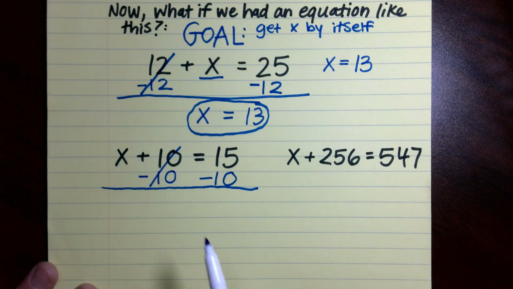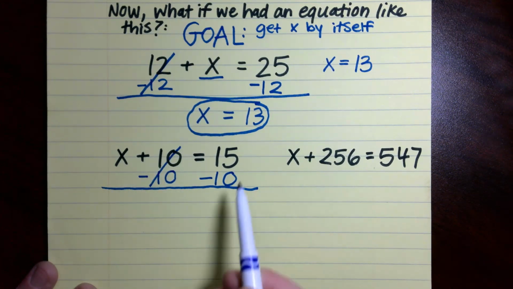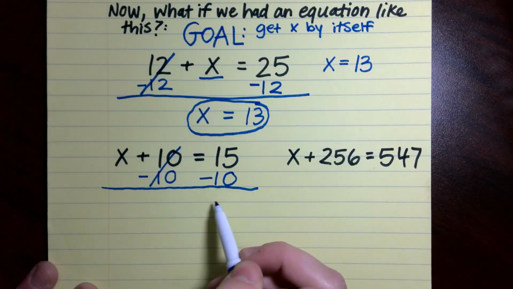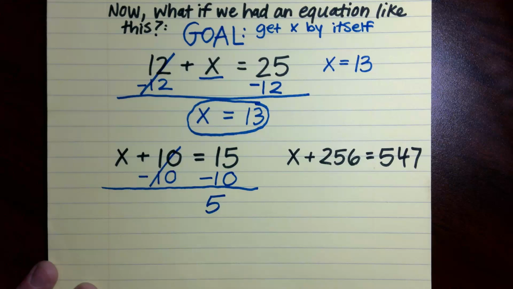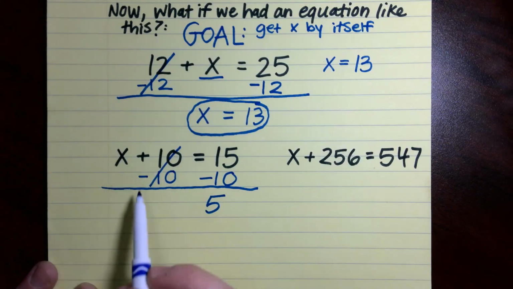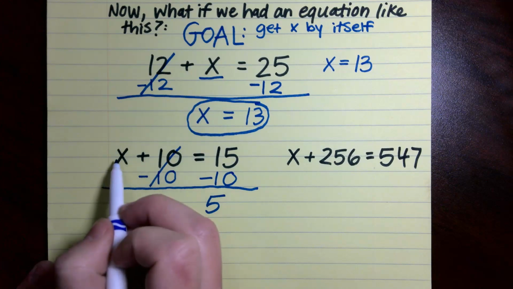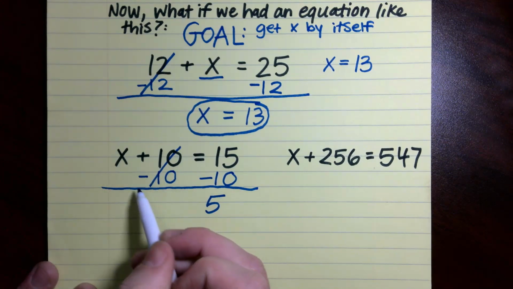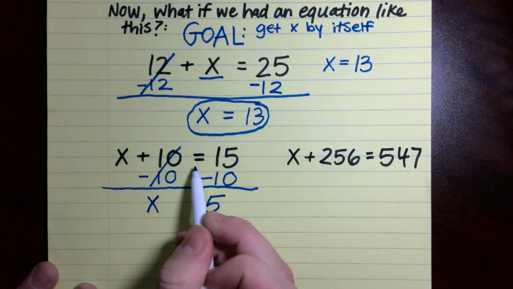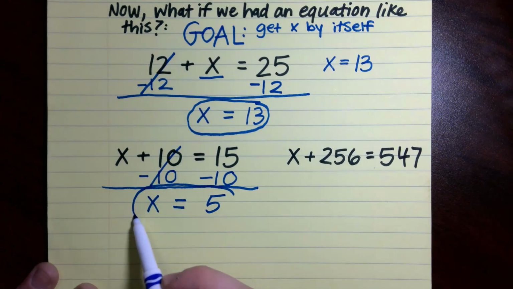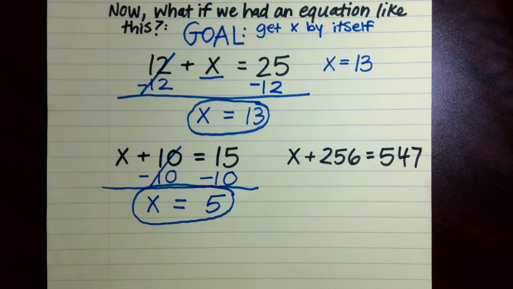So our 10s cancel. Now we have 15 minus 10, and what is that? 5. And we know it's right. We're going to make sure, though, that we bring everything down. We don't want to just say 5 is our answer. That doesn't tell us what x is. We need to bring our x down, our equal sign down, and our 5. And then we circle it. x equals 5.